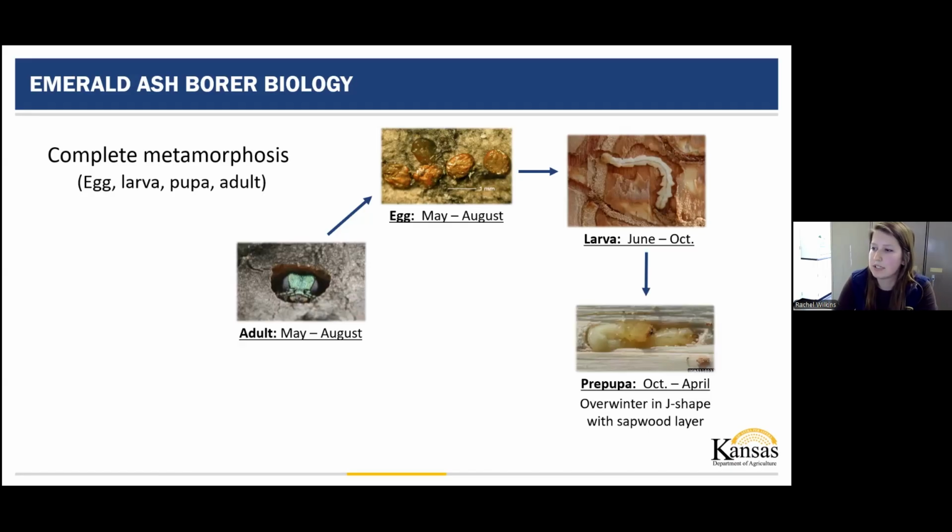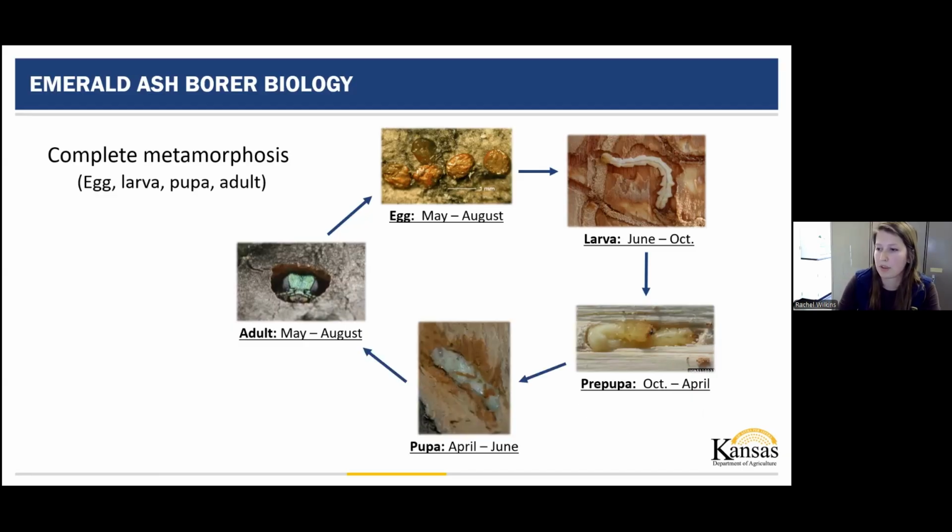And then going into fall, all the way through winter into the following spring, the larvae will actually overwinter in a prepupal form. They fold themselves in half in a sort of J-shaped formation within the sapwood layer of the tree. So they'll remain like that through the winter. And then starting in the spring, early summer, they will pupate. And then around May, they will start to emerge again as adults, and the life cycle will repeat itself.